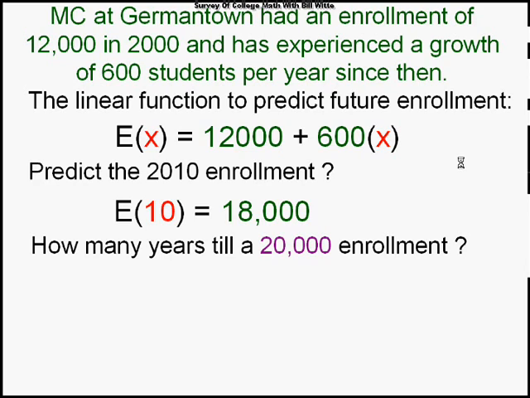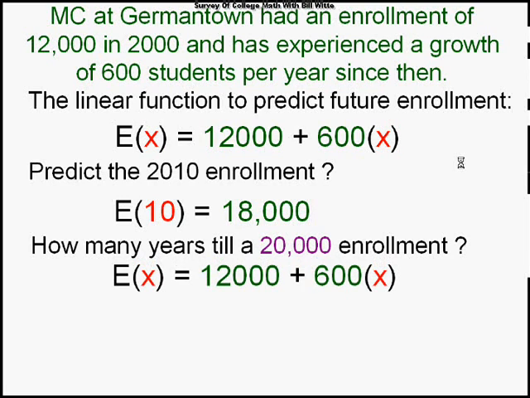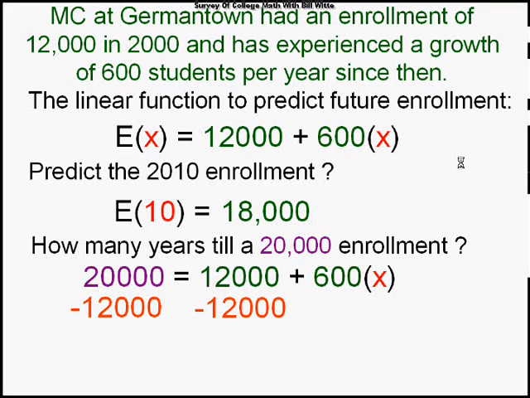Now, I wonder when we'll be at 20,000. Well, 20,000 is the answer, the actual enrollment, so we're not going to put that in for x in this case. We're going to put that in for the E of x. It used to be called y, didn't it? Then we'll solve for the number to put in. How are we going to solve? I'll subtract the fixed value, the constant 12,000, from both sides, and then divide by the marginal value, 600.